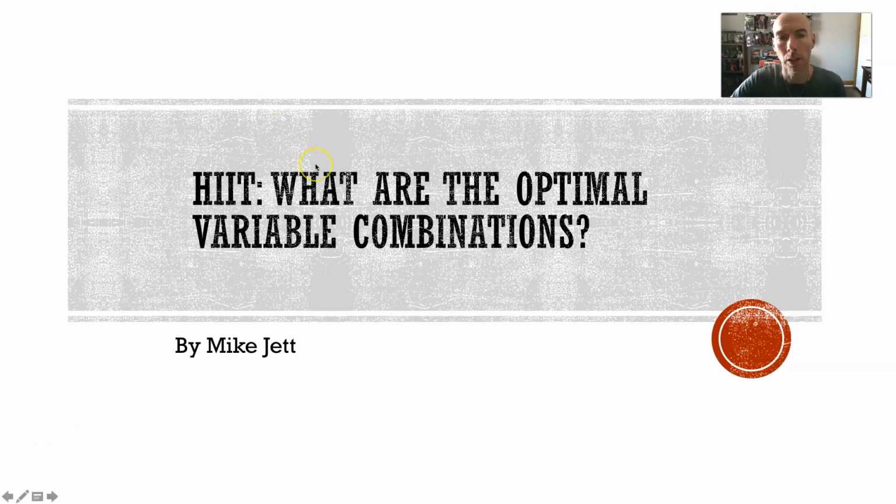Okay. So the title of my presentation is High Intensity Interval Training: What are the optimal variable combinations? If you have a big overall topic for yours, you can just put that as your title and then put your name as by. And if you have a partner, you can put both of you.